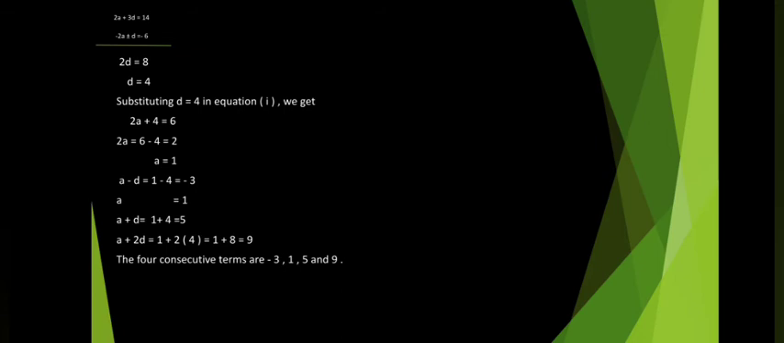Now we'll find a plus d is equal to, the value of a is 1, the value of d is 4. So 1 plus 4 is 5. Another value is a plus 2d, this is the fourth term, which is equal to 1 plus 2 multiplied by 4, which is 1 plus 8, equal to 9. So the 4 consecutive terms are minus 3, 1, 5 and 9.